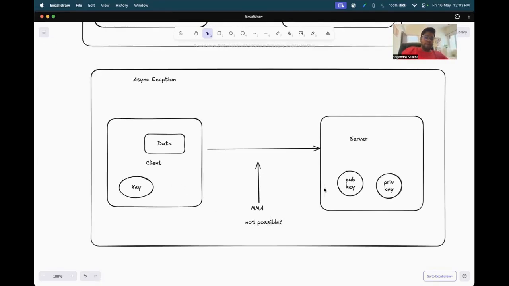Once both parties have a key, whenever the client wants to send data, it will encrypt the data using the key, but it won't send the key over the network. When the server receives the data, the server will decrypt the data using the same key, because the server also has that key. Can somebody tell me, is the MITM attack still possible in this case? Yeah, it's possible. How? I will tell you.